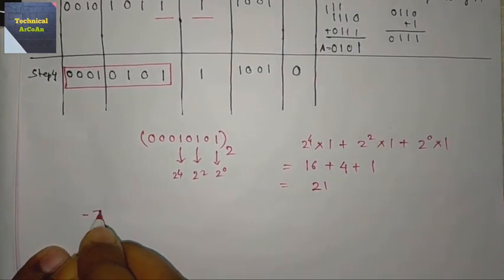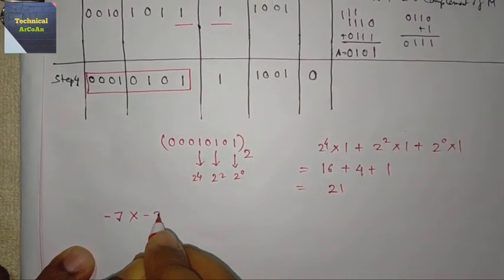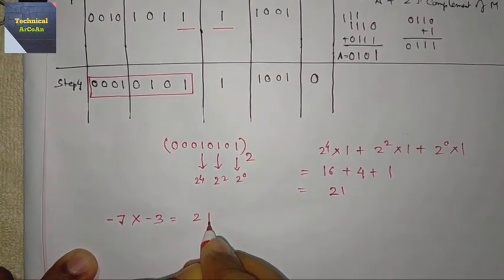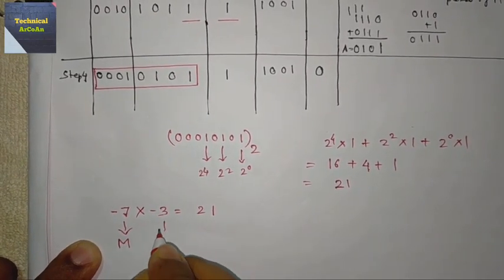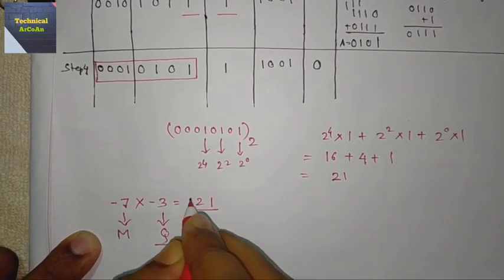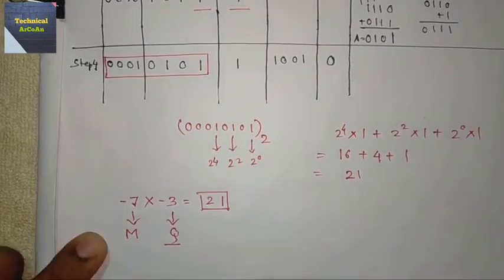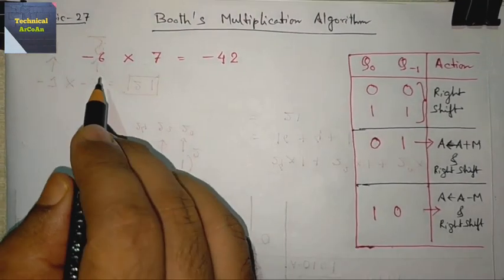So our starting number was -7 into -3, which will be 21, because -7 is your multiplicand and -3 is your multiplier, which is represented as Q, and this is your final result. In that way we get the result. Okay, now let us go for another example.